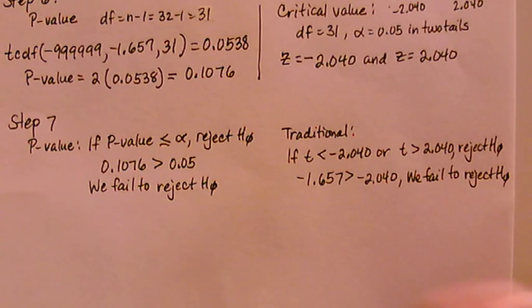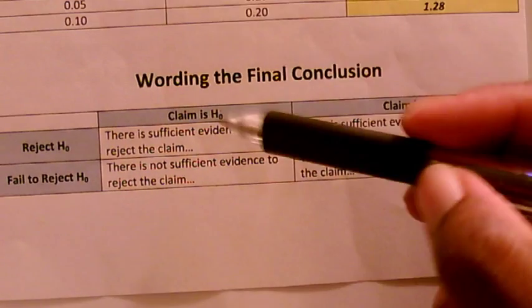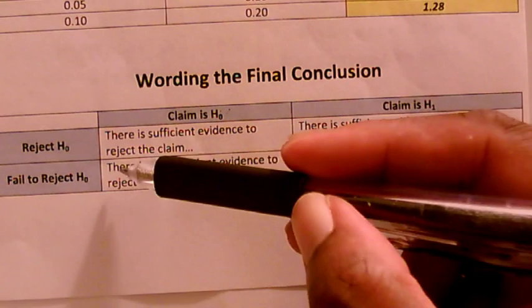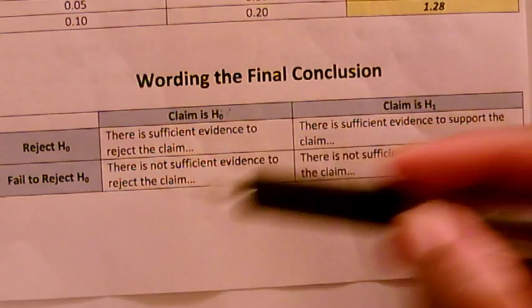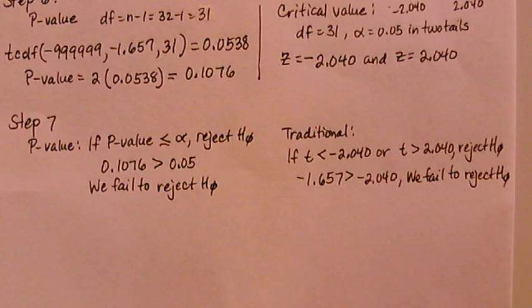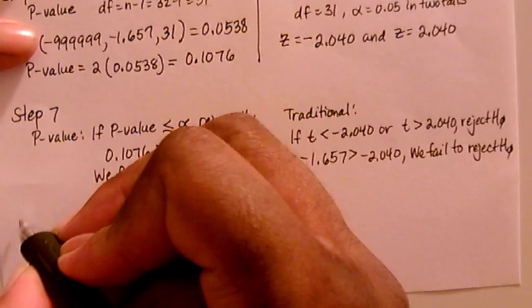So now, step number 8. Since we fail to reject the null hypothesis, then we have to say from the conclusion, and I'll bring this up, the null was your claim. We failed to reject the null, so that means that there is not sufficient evidence to reject the claim. So step number 8 is this.